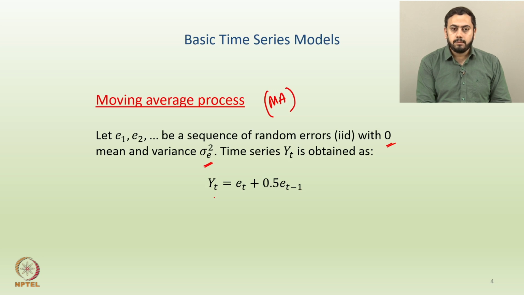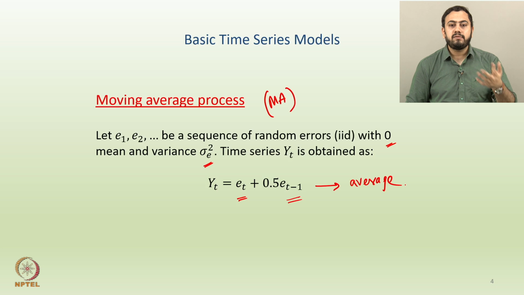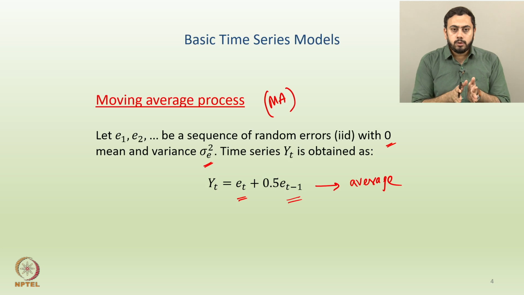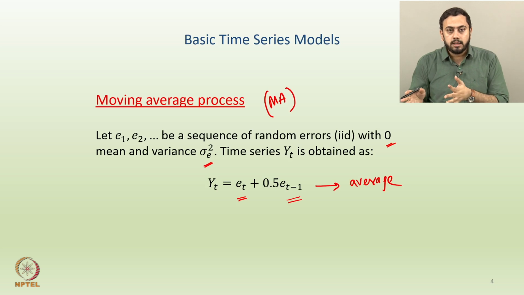The current observation of the time series yt is nothing but a simple average of the current error, which is Et, and you are putting some weight, let us say 1 half, on Et minus 1. But in a way, if you observe this entire structure, it is nothing but a certain average of errors, Et plus 1 half Et minus 1. And imagine that if you roll this time window into the future, this t would also keep rolling and you will get a moving average.